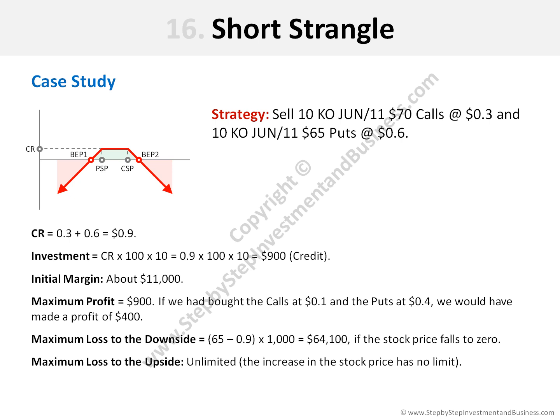The maximum loss to the downside is equal to the strike price of the put minus the credit received multiplied by the number of shares. That is, $64,100. This occurs if the stock price falls to zero. On the other hand, the maximum loss to the upside is unlimited because the increase in the stock price has no limit.